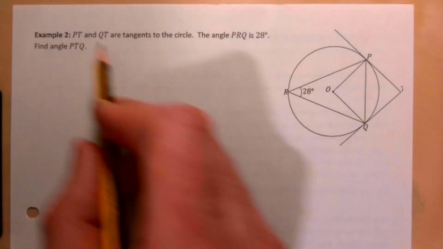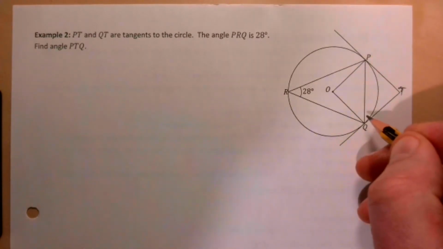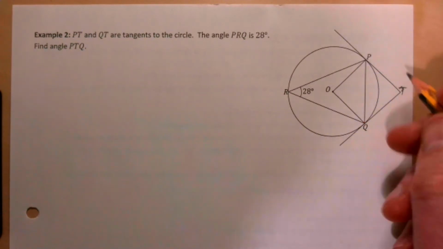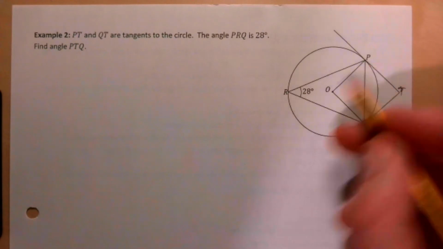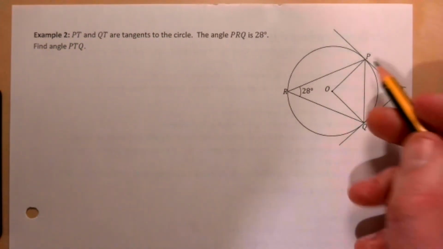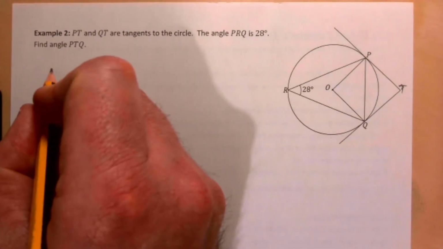Example 2 then. PT, that's supposed to be a T there, it's very hard to see. PT and QT are tangents to the circle. The angle PRQ is 28 degrees. So PRQ is 28 degrees. Find angle PTQ.